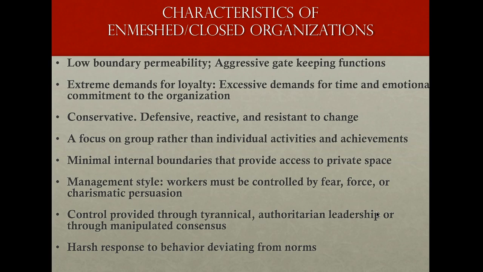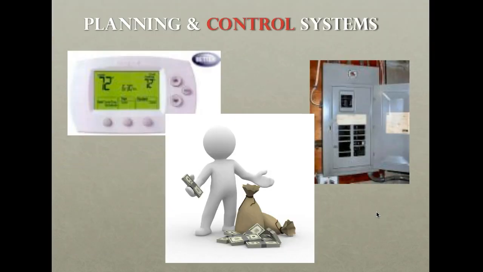You might see something like this in The Devil Wears Prada. Control is provided through tyrannical, authoritarian leadership or through manipulated consensus. There is a very harsh response to behavior that deviates from the norms that have been identified in this sort of organization. And I'm going to run out of time here, so I'm going to come back and record a part 2 for you. Thank you very much.